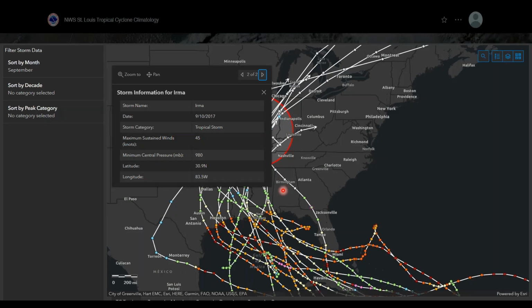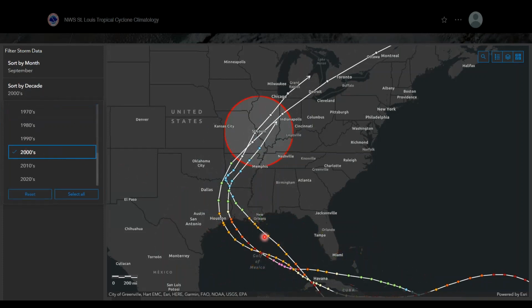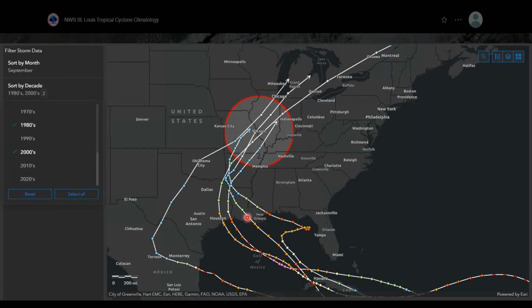But moving on to the other parts of the query, we have the sort by decade option as well. So if we wanted to take our September storms and look at the 2000s, and what all the 2000 storms that happened in September, now we have a pretty refined search of what storms occurred during that period. And if you wanted to expand that search to say the 1980s, it's really cool that you can actually stack these filters so that you can create more of a customized appearance of the tracking map based off of the information that you're wanting to visualize.